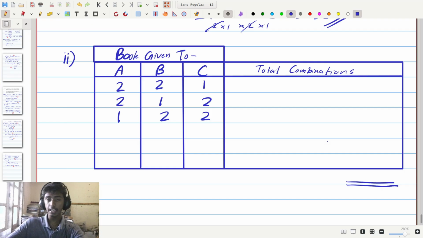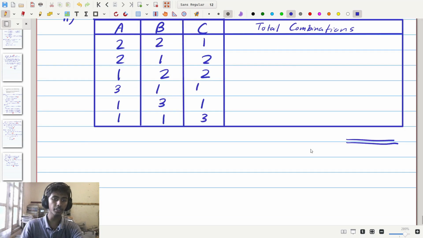Now, as the other case possible, we could have 1 of the people getting 3 books in total and the other 2 people getting only 1 book, since we have 5 total books to distribute. So therefore, we could have 3, 1, 1, but we could also have A getting 1, B getting 3, and C getting 1, and we could also have A getting 1, B getting 1, and C getting 3. Now, there are no other cases.